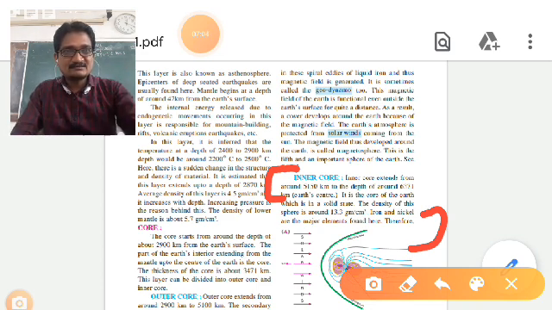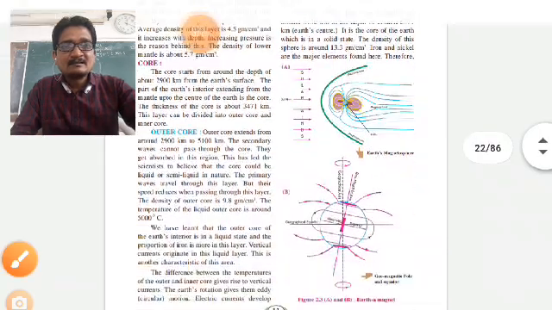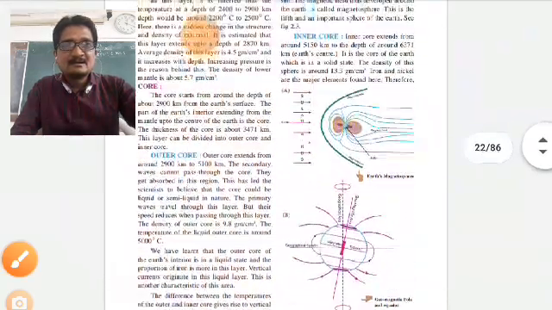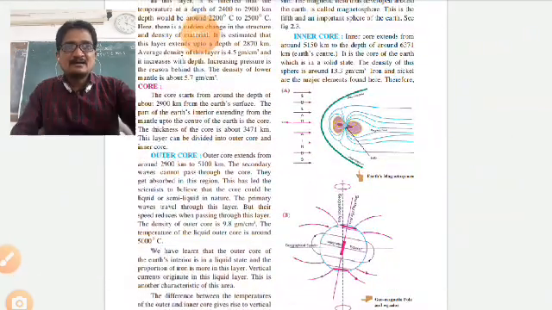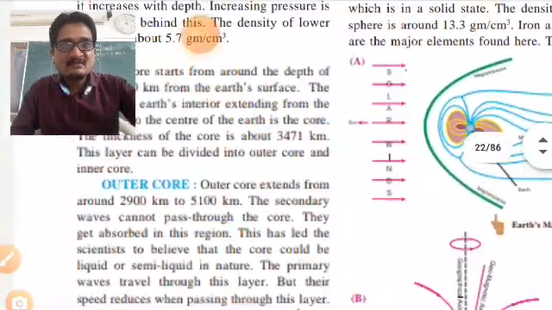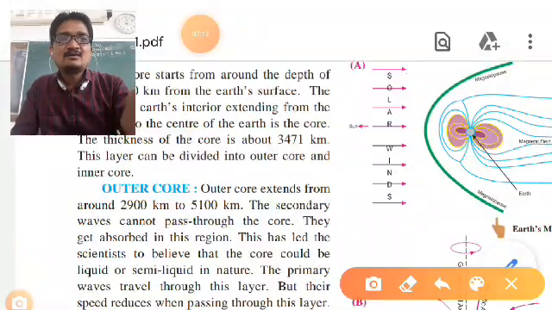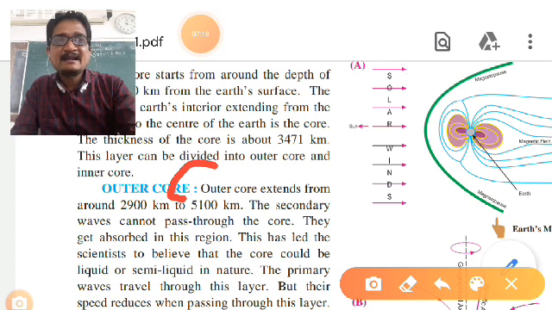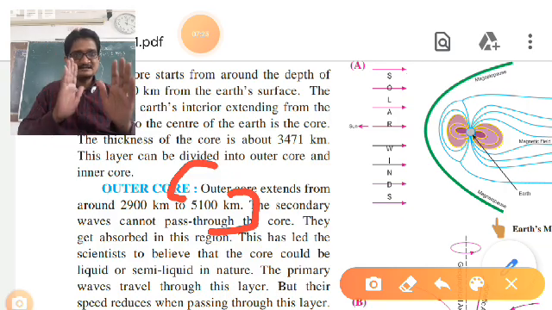These are the markings for you. For example, points you can make like that: the outer core extends from around 2900 kilometers to 5100 kilometers. This is the first point for differentiating. For example, I am giving.